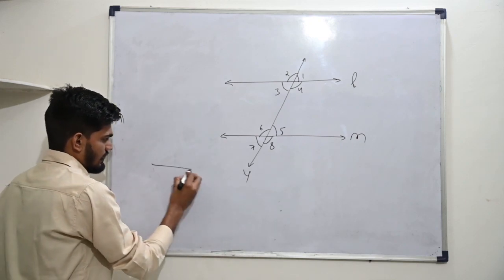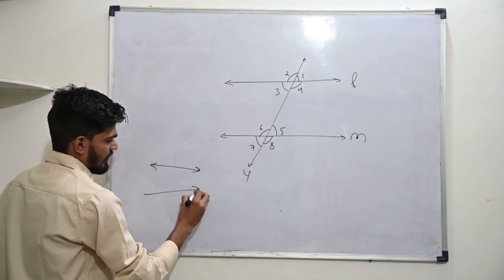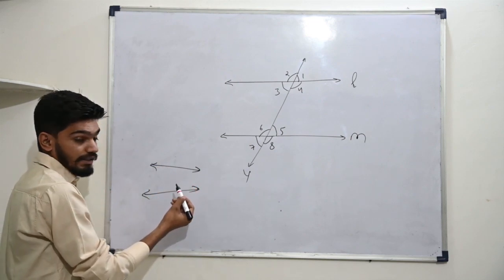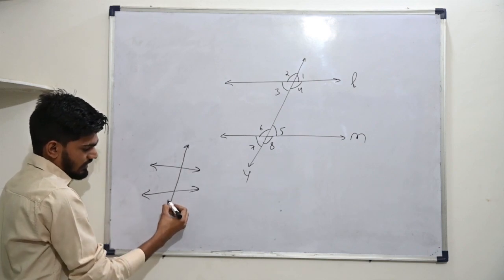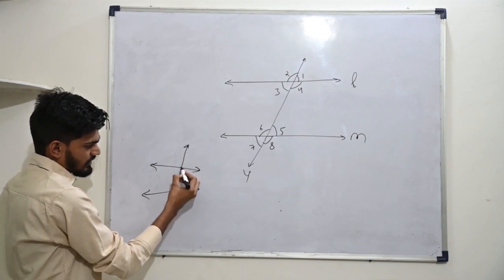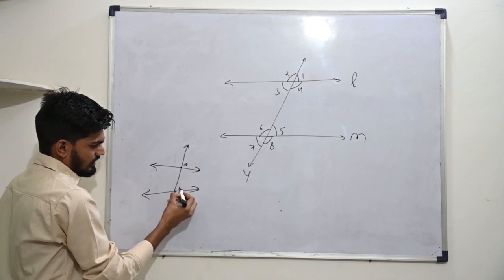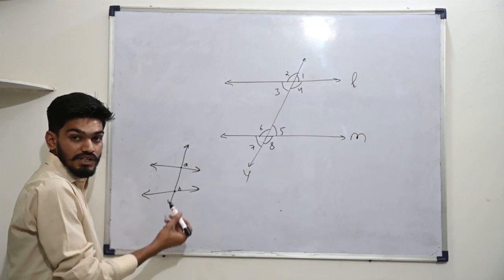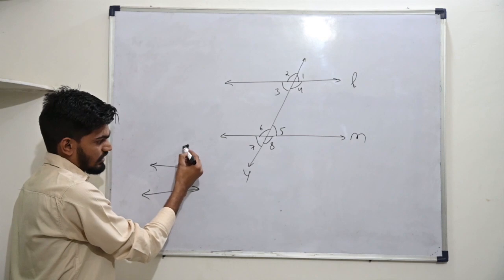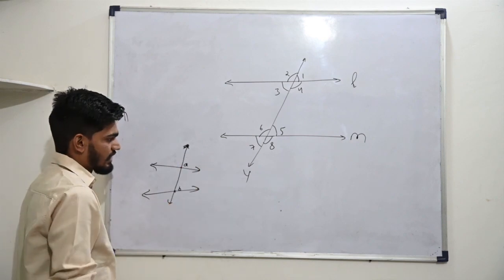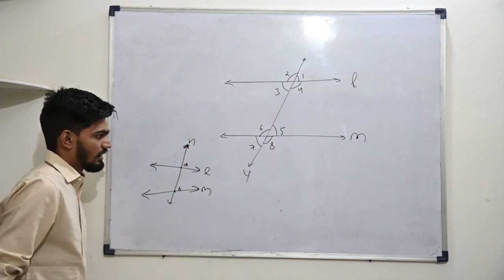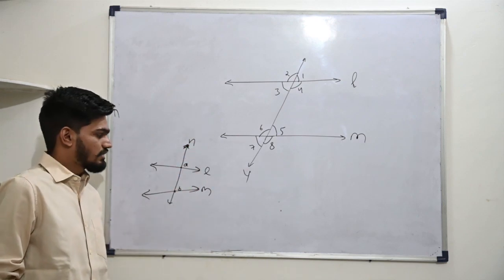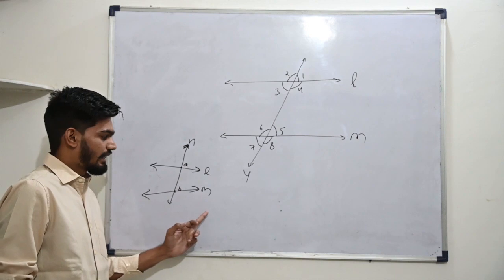So let's say this is a line, this is some another line, alright, and there is a third line which cuts both of the lines at different points. Let's say this is A point, let's say this is B point. So such kind of lines will be known as transversal lines. Let's say this is line L, this is M, and let's say this is N. So we can say line N is transversal to line L and M.